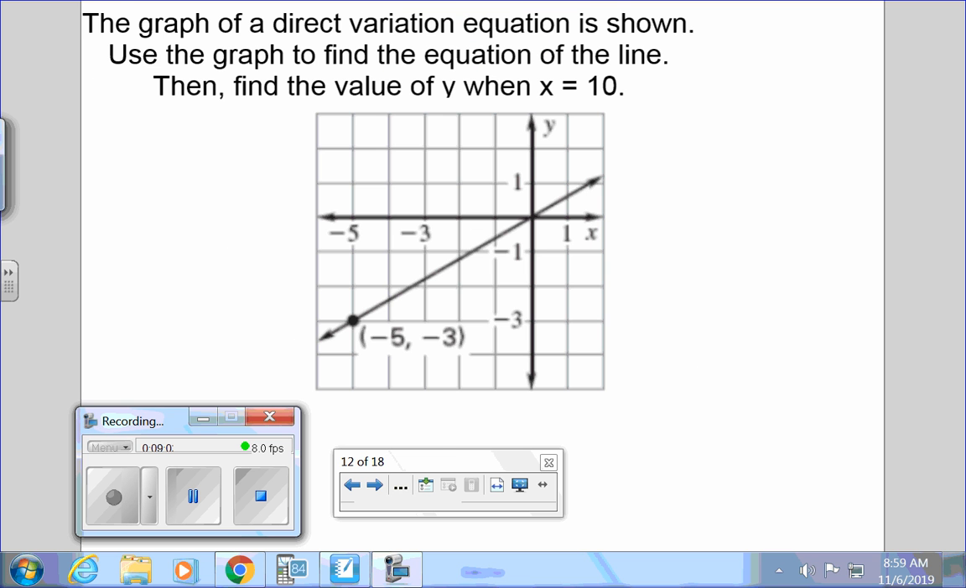Okay. This is a little different of a prompt. I know they're like dying to do board buddies, but this prompt's a little different. So let's kind of talk through it together. We got a graph. It's direct variation, I can tell, because it's running through 0, 0. So that's a quick visual check. We need to find the equation of the line. So any ideas how we can figure out the equation in slope-intercept form of this line?